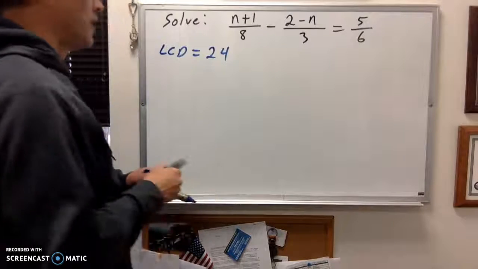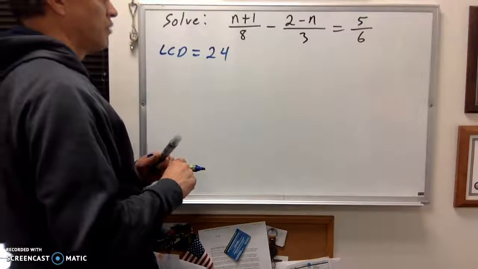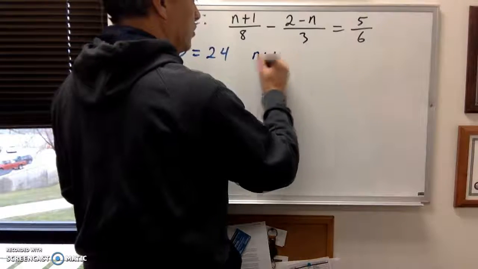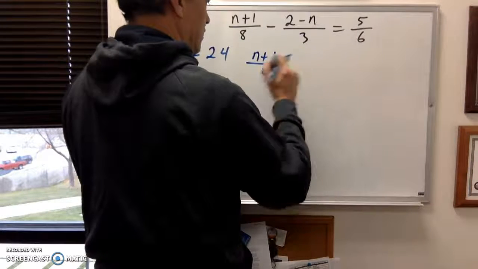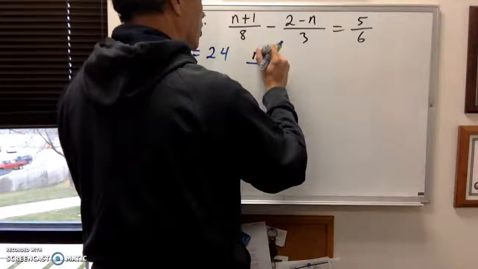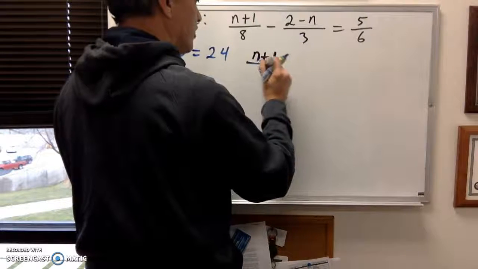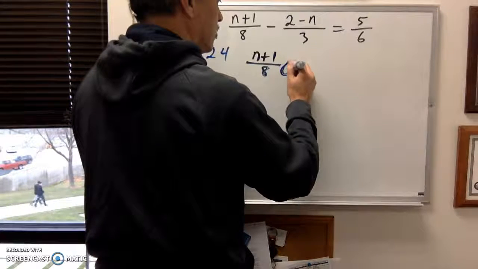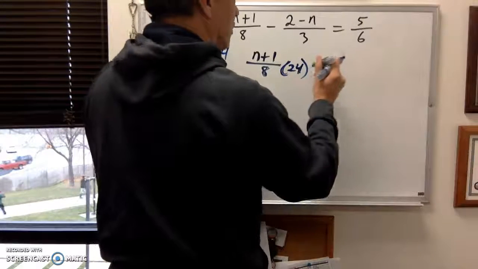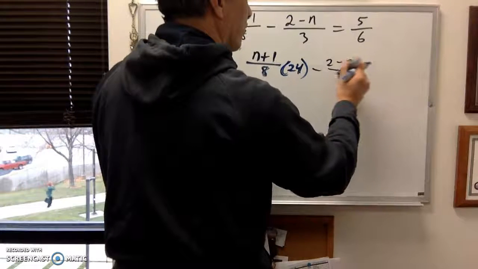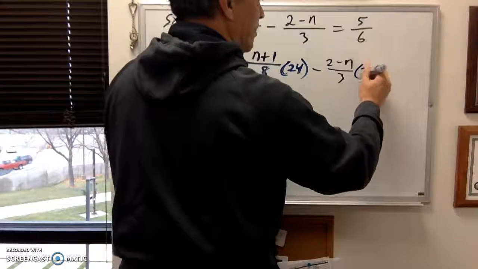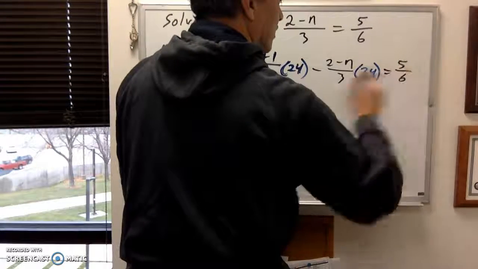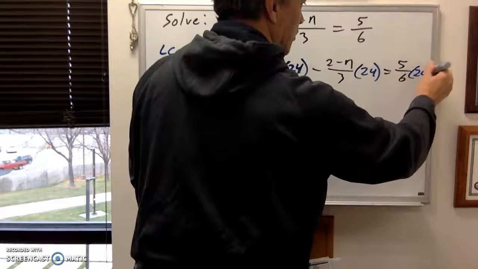to be 24. So what we're going to do is multiply all three terms here by that 24. So n plus 1 over 8 times the 24. Let me change colors here, try to get my color scheme correct. So multiply that by 24. And then we'll subtract 2 minus n over 3, times that by 24. And we'll set that equal to 5 over 6, and we'll multiply that by 24.